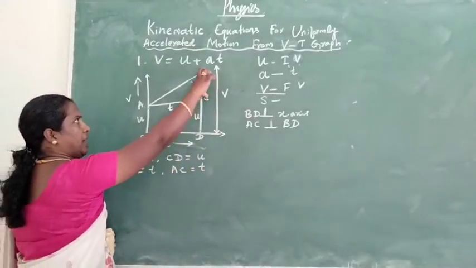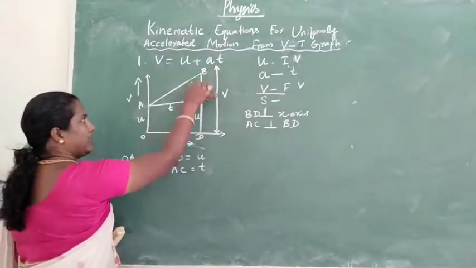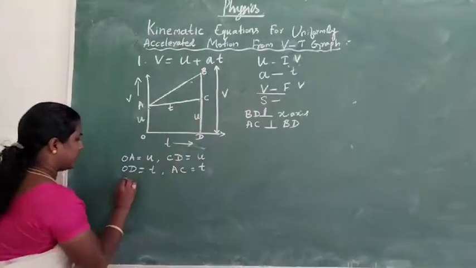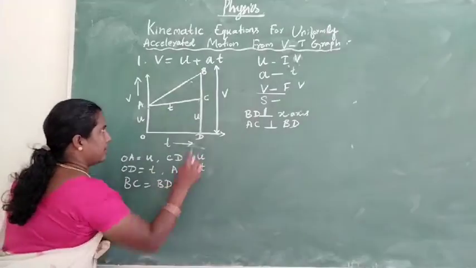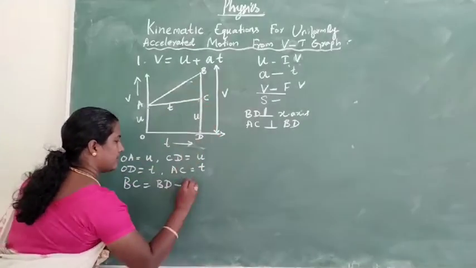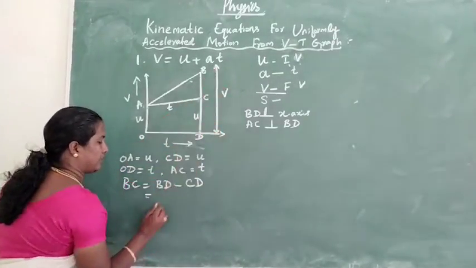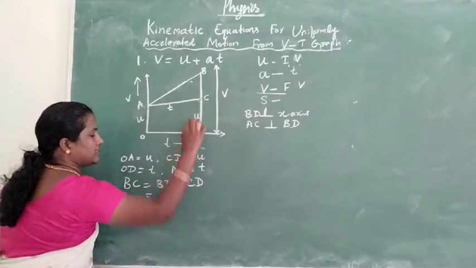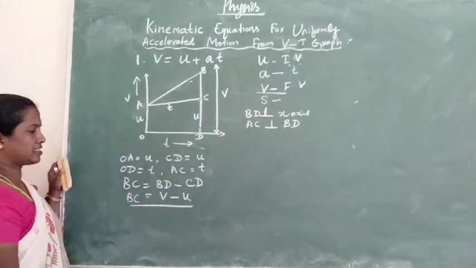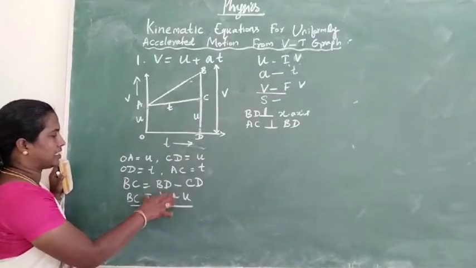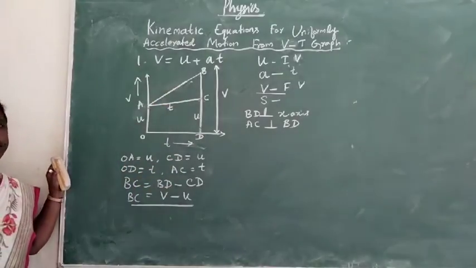Now we want to find out the value of BC. How to find out the value of BC? See, BC is equal to BD minus CD. What is the value of BD? BD is the final velocity of the object V, minus CD, the initial velocity U. So BC is equal to V minus U. By using these values, we will derive the equation V equal to U plus AT.